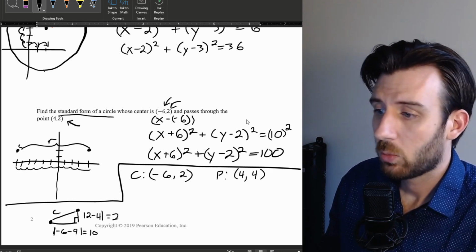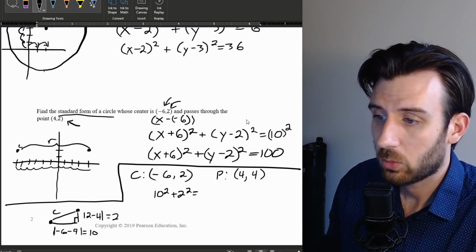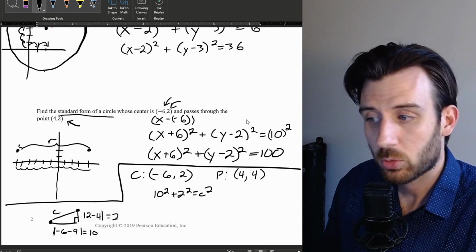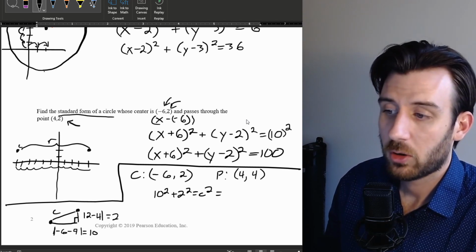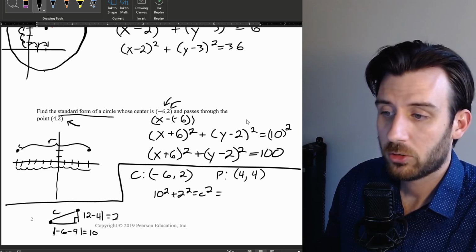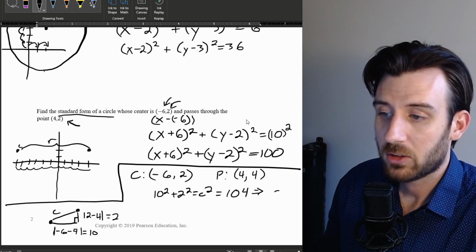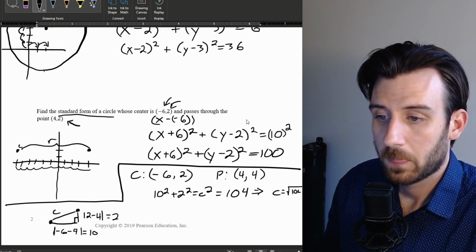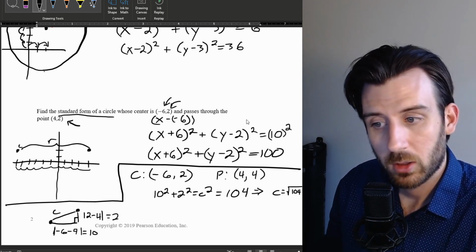Okay, so that would be what, 10 squared plus 2 squared equals c squared, Pythagorean theorem. A squared plus b squared equals c squared. That would get me what, 10 squared is 100 plus 2 squared is 4, so that's 104. And so all in all, I could say that my c value is equal to the square root of 104. Because if c squared is 104, then c alone must be the square root of 104.